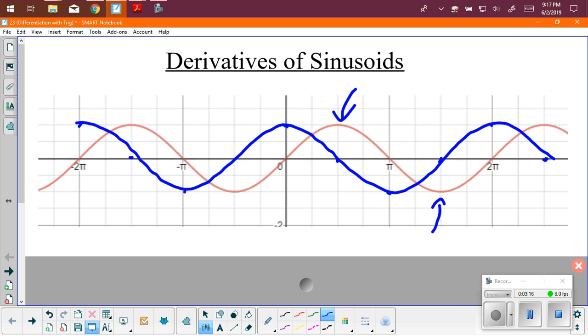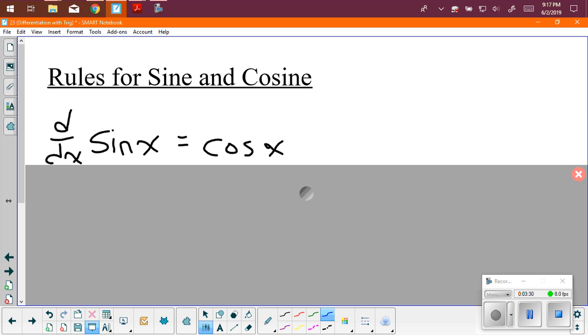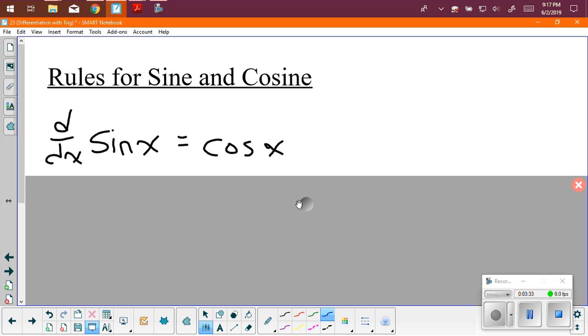On another day we're going to go through the actual formal proof of why this works, but for right now, we're going to just go with our instinct here. And that's what it actually is. So these are the two rules that you really need, and this is the first one. Make sure you just learn these off the top of your head. The derivative of sine is cosine. So whenever you see sine and you need to take its derivative, it's just going to be cosine.